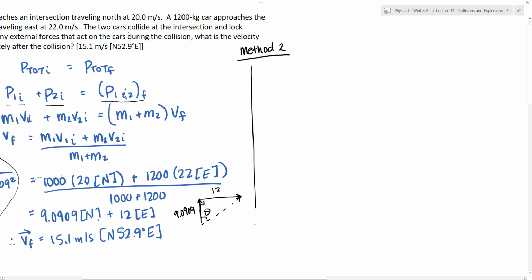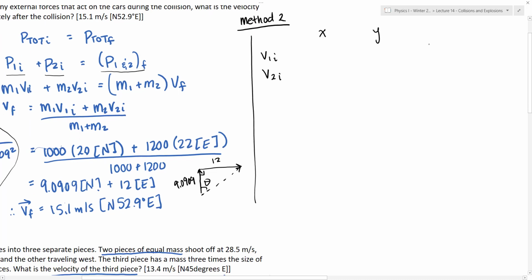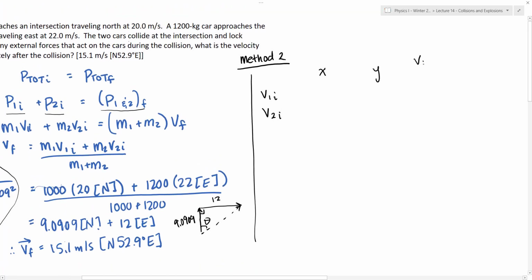With this method, what we're going to do is just separate the x components and the y components. Maybe I'll make a table here just to organize everything better. In terms of mass, those masses are not vectors. The masses are scalars. They don't have a direction. So I don't need to worry about putting masses into this table here. But for velocity, I'm going to have v1 initial and v2 initial, the velocity of the first car and of the second car. I know the velocity of the first car. I'll write it off to the side.